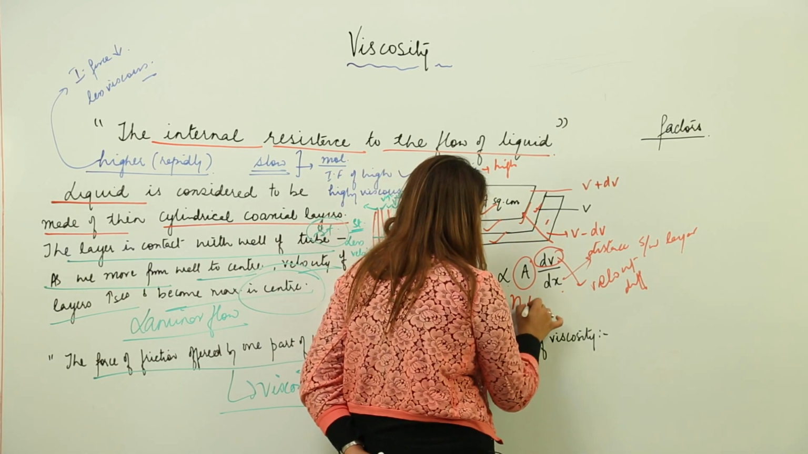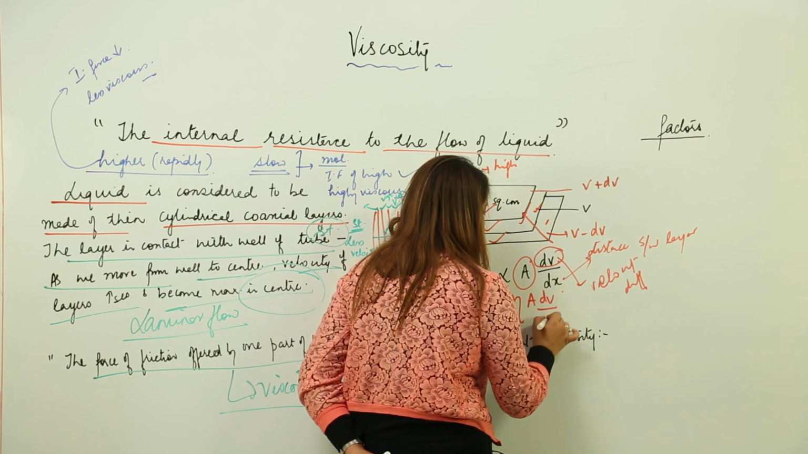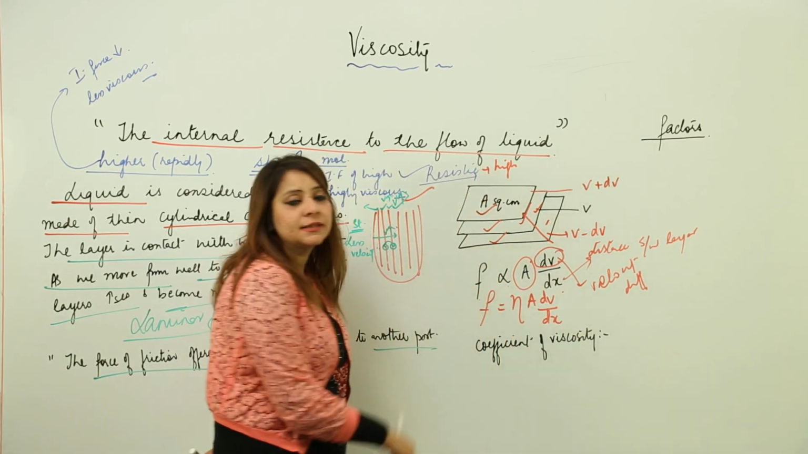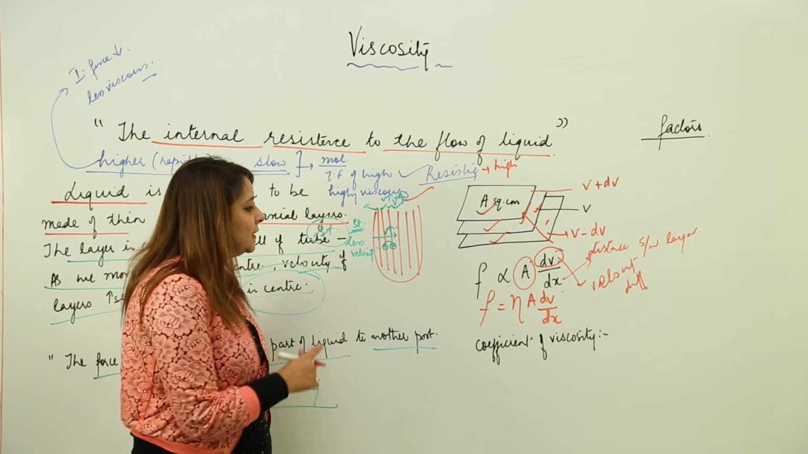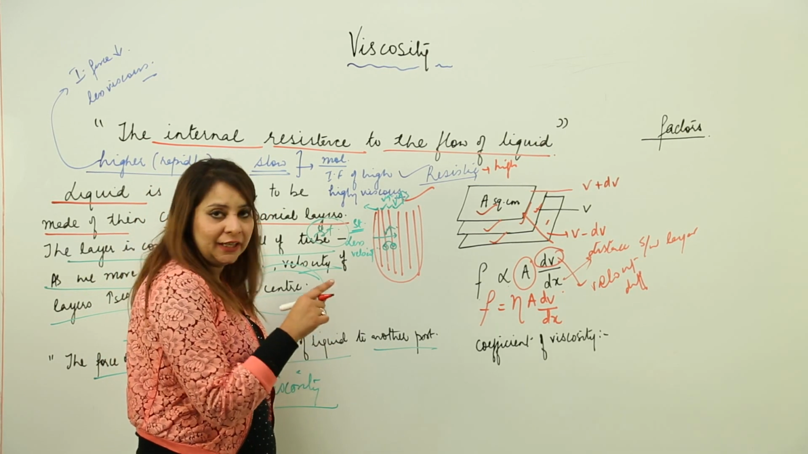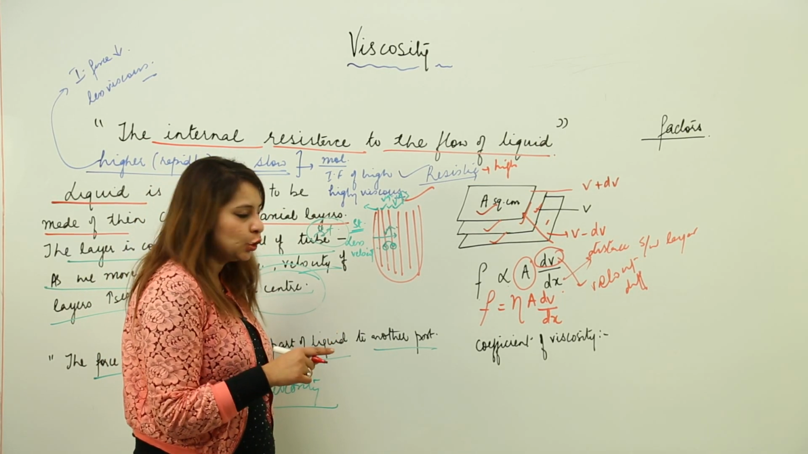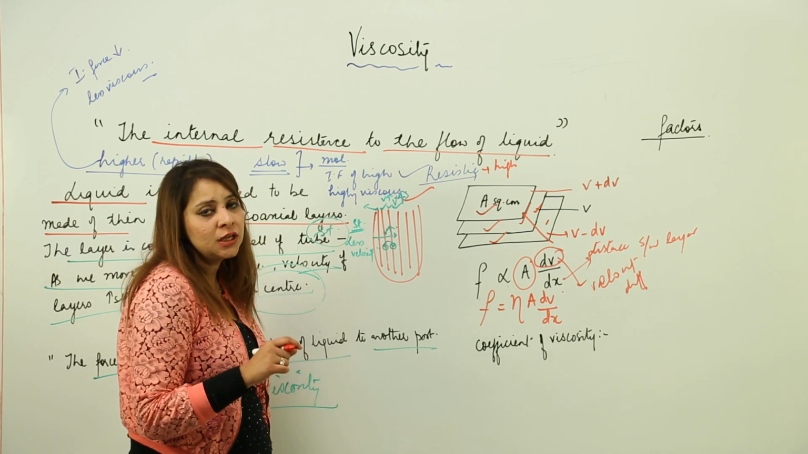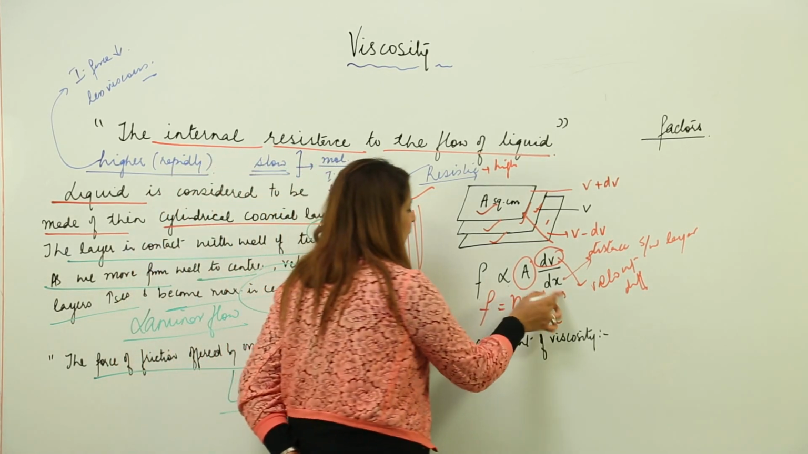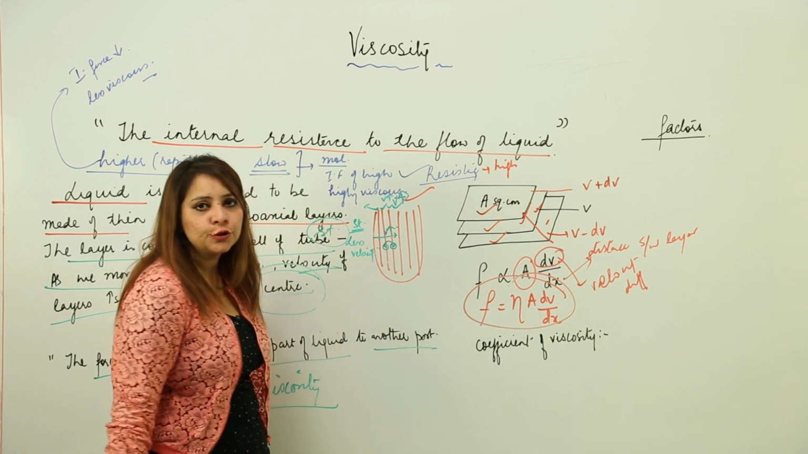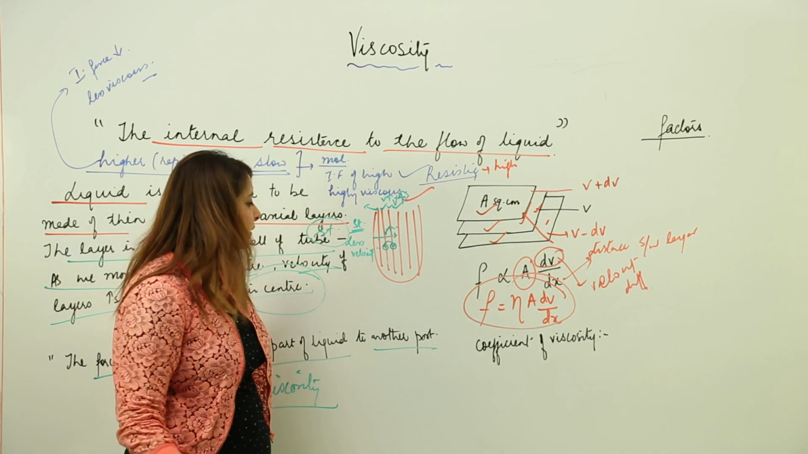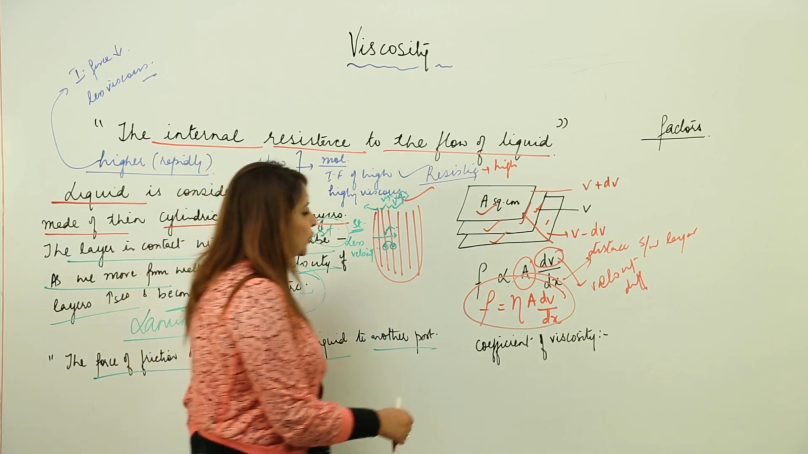Coefficient of viscosity, and the formula becomes this. And this symbol is called eta. So the force of friction is equal to the coefficient of viscosity into A into dV upon dx. So this is an expression to calculate the force of friction offered by one part of liquid to another part. Now, what is the coefficient of viscosity?